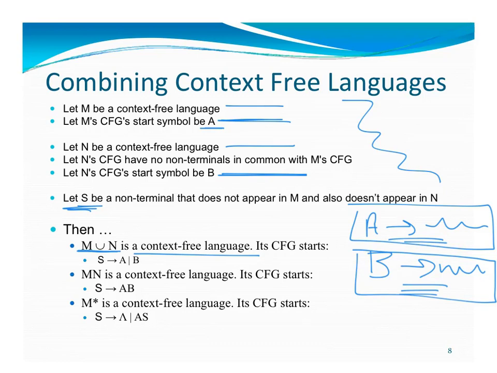So we can take the union very easily by saying, list all the rules for the first grammar, list all the rules for the second grammar, and add one more rule at the very top with a new start symbol that says S goes to A or B. So now, of course, you can follow either path. You can follow the A path to generate a string or the B path to generate a string, and you end up with M union N.